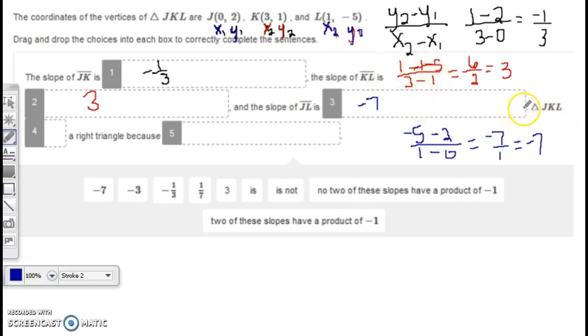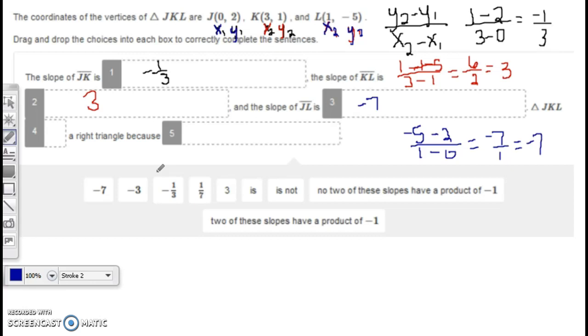And then it says triangle JKL either is or is not a right triangle. I need to figure out whether it is or is not. So I need to go back and see, are there any perpendicular slopes? Because remember, for it to be a right triangle, it has to have a 90-degree angle, which means that there has to be a set of perpendicular slopes.